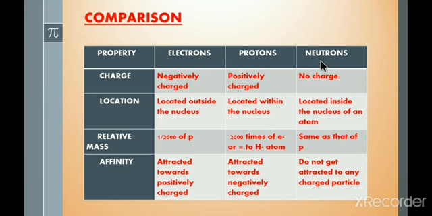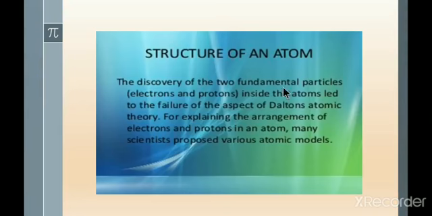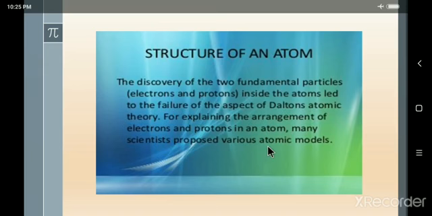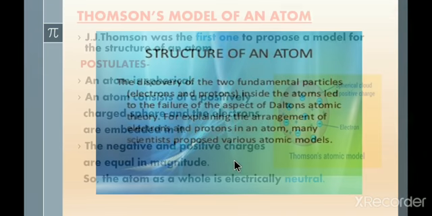protons and neutrons. The discovery of the two fundamental particles, namely electrons and protons inside the atoms, led to the failure of an aspect of Dalton's atomic theory. It means the atom is divisible. For explaining the arrangement of electrons and protons in an atom, many scientists proposed various atomic models.